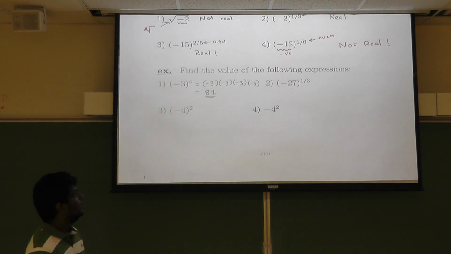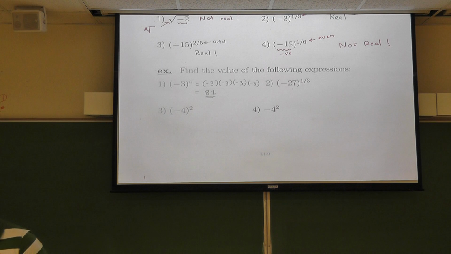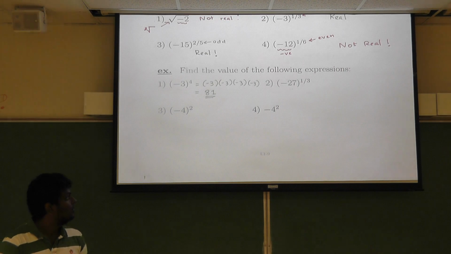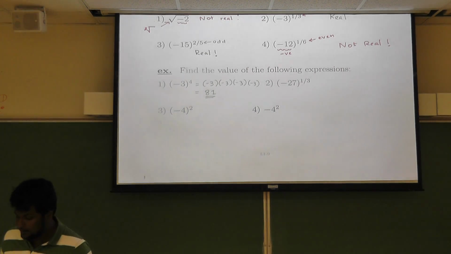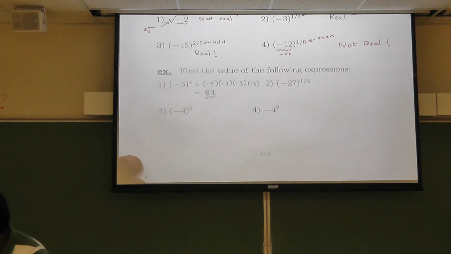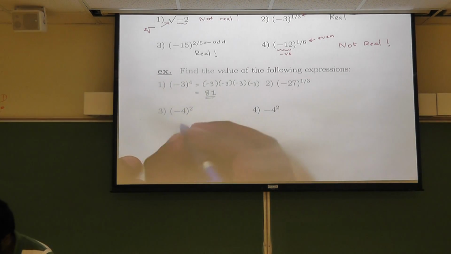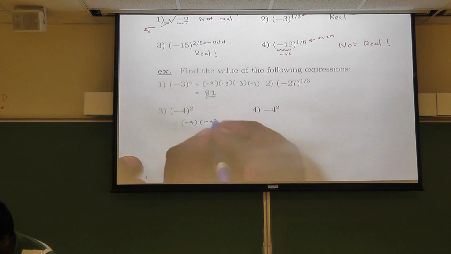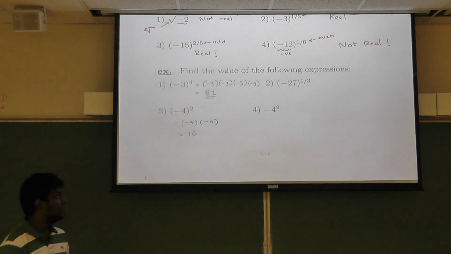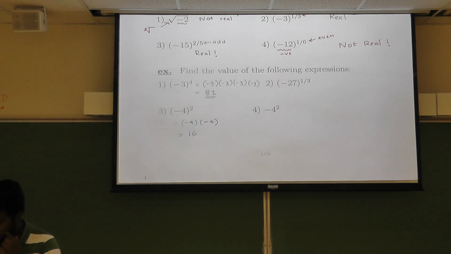Okay, and let's see how the other number works. Again, you can see the negative is inside the parenthesis and it belongs to the exponent. Therefore, this is the same as negative 4 times negative 4. That would be plus 16, because there are 2 negative signs and the product of negative times negative is positive.